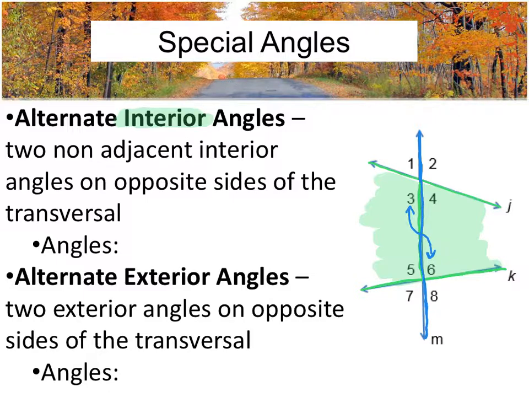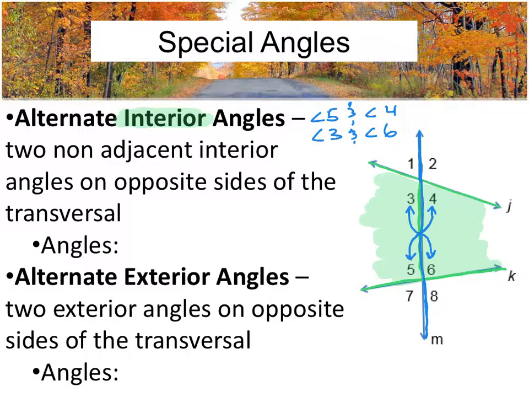You said it could be this, or what's the other combination it could be? 4 and 5. 4 and 5. These are called alternate interior angles, and we're going to learn something special about these angles. They have a very special connection. 5 and 4 are an example of alternate interior angles, and 3 and 6 are an example of alternate interior angles. Alternate meaning on opposite sides, interior meaning they're on the interior.